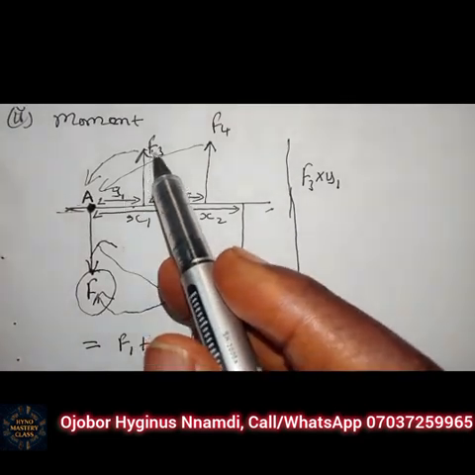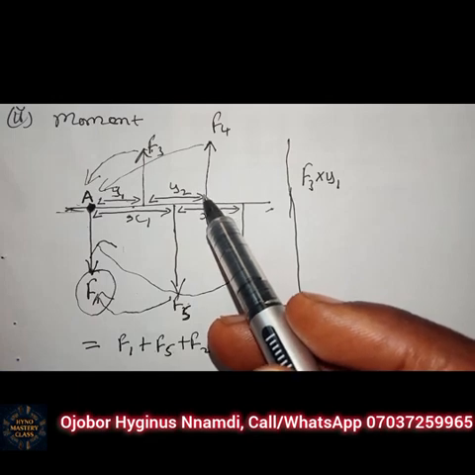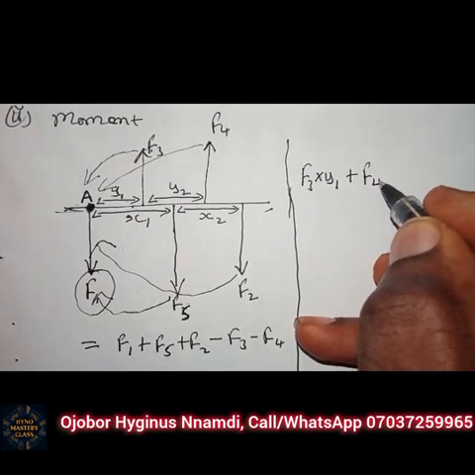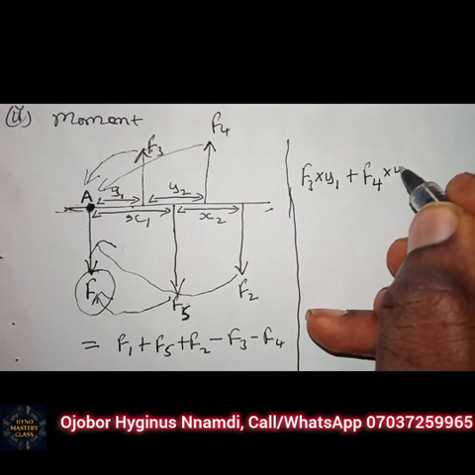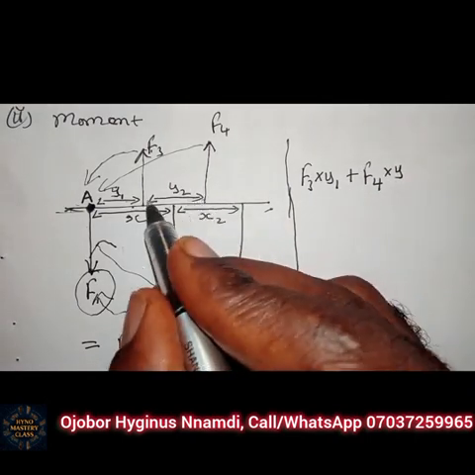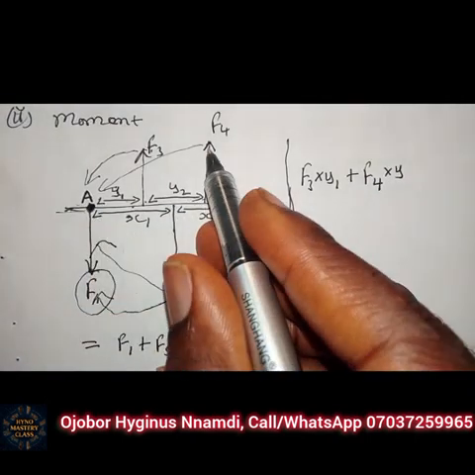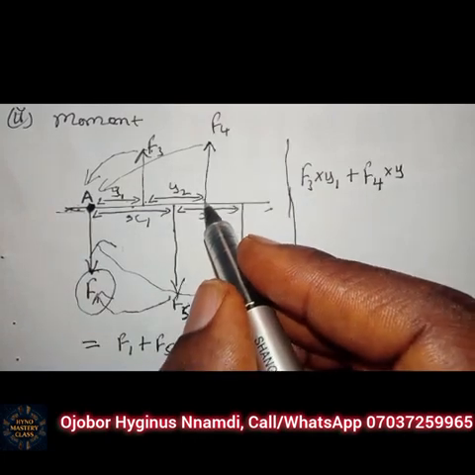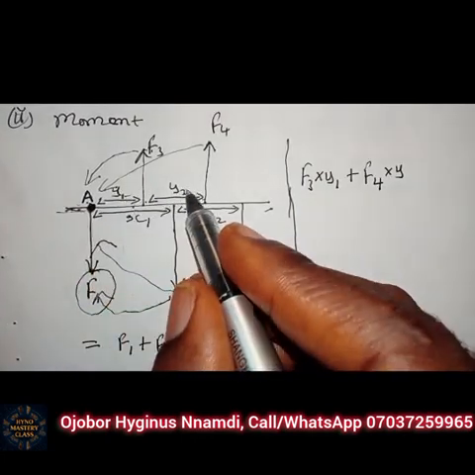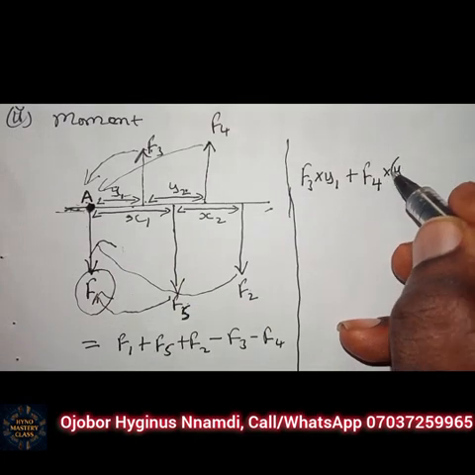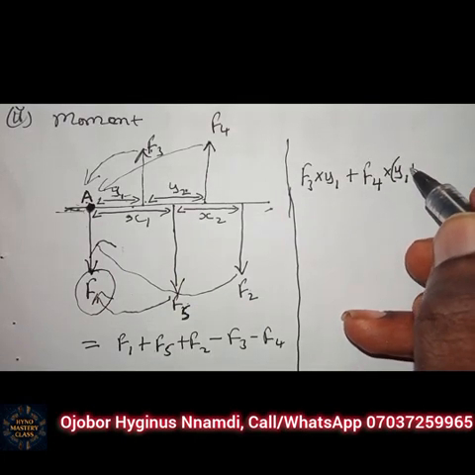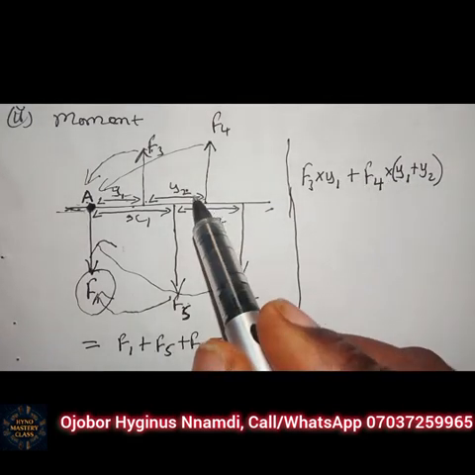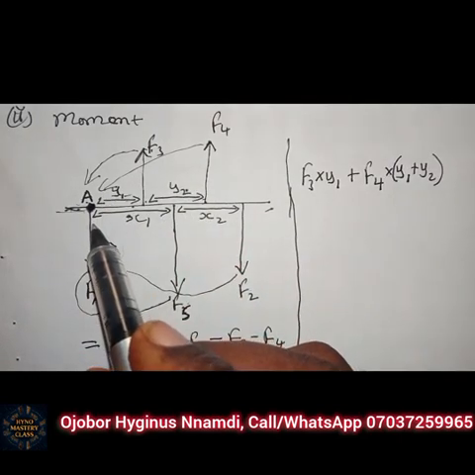So this is the moment of F3. Another anti-clockwise force is F4. So we say plus F4 times y. Is it y2? No, y2 is from here to here, not to the A. So we are going to take the moment of F4 about A. Remember, it is the same point. And the distance of F4 to A is going to be adding y1 and y2. So it is going to be F4 times y1 plus y2. Okay, so these are the two moments in the anti-clockwise direction.